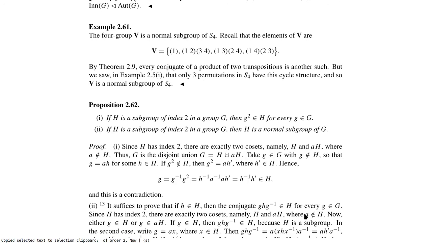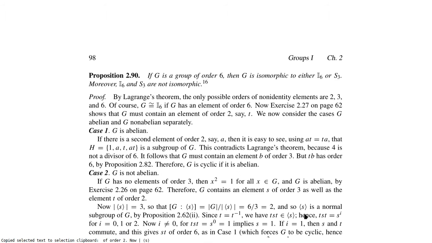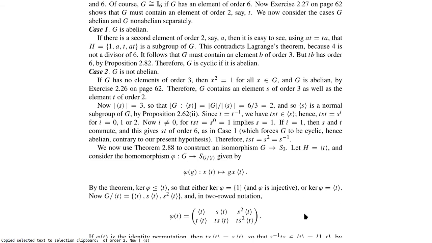Oh, of course, yeah. So I thought it would be something else, but if you have an index 2 subgroup, then it's going to be normal. That makes sense. Okay, so that's that.